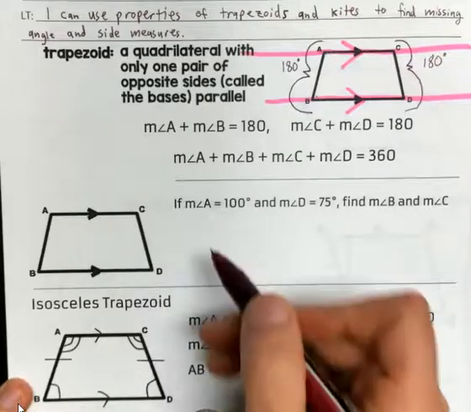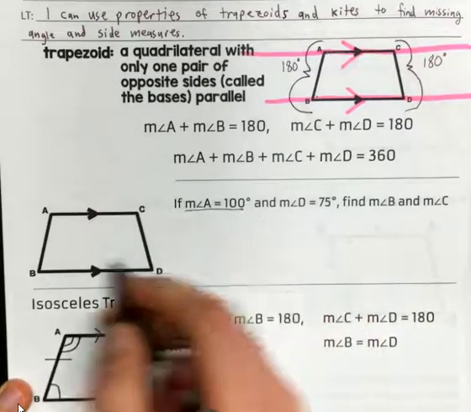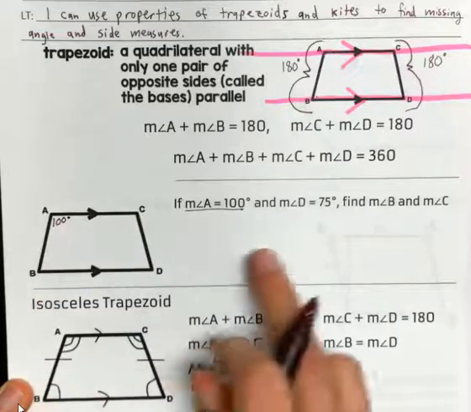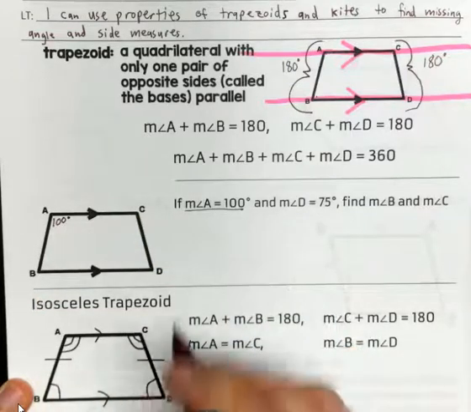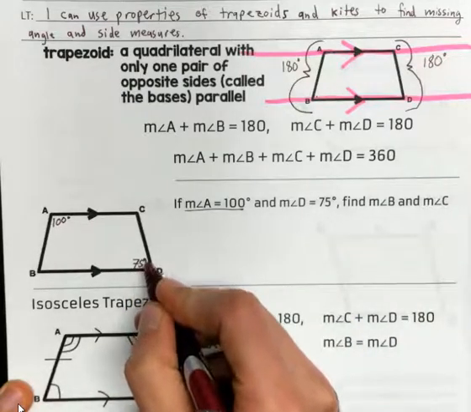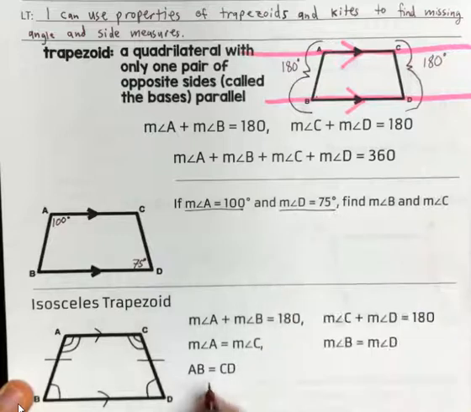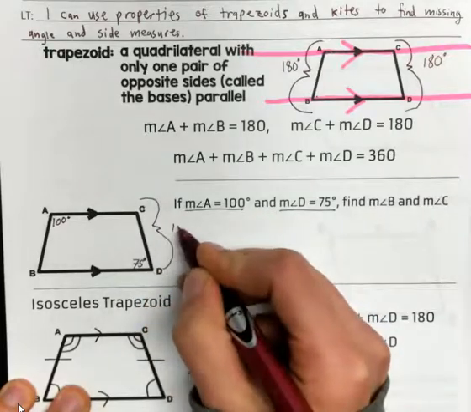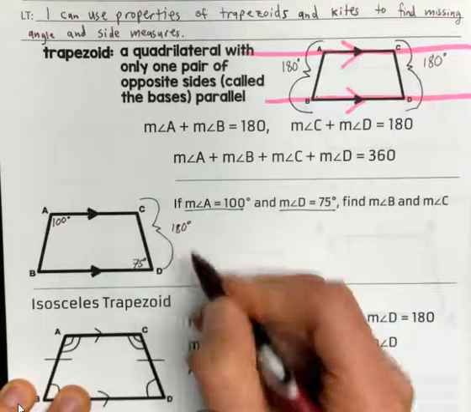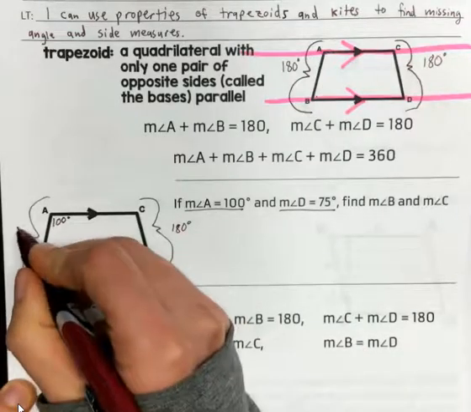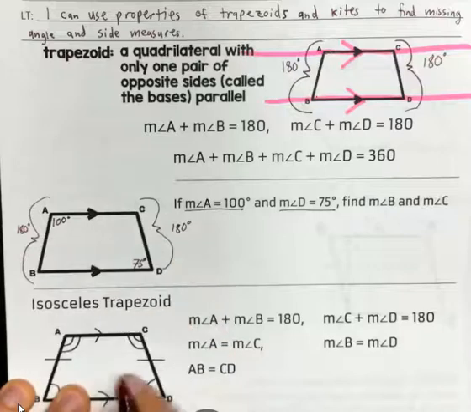If measure of angle A is 100 degrees, and measure of angle D is 75 degrees, right here, then find measure of angle B and C. So this side right here, that would be 180 degrees, right? On this side right here, these two angles add up to 180 degrees.